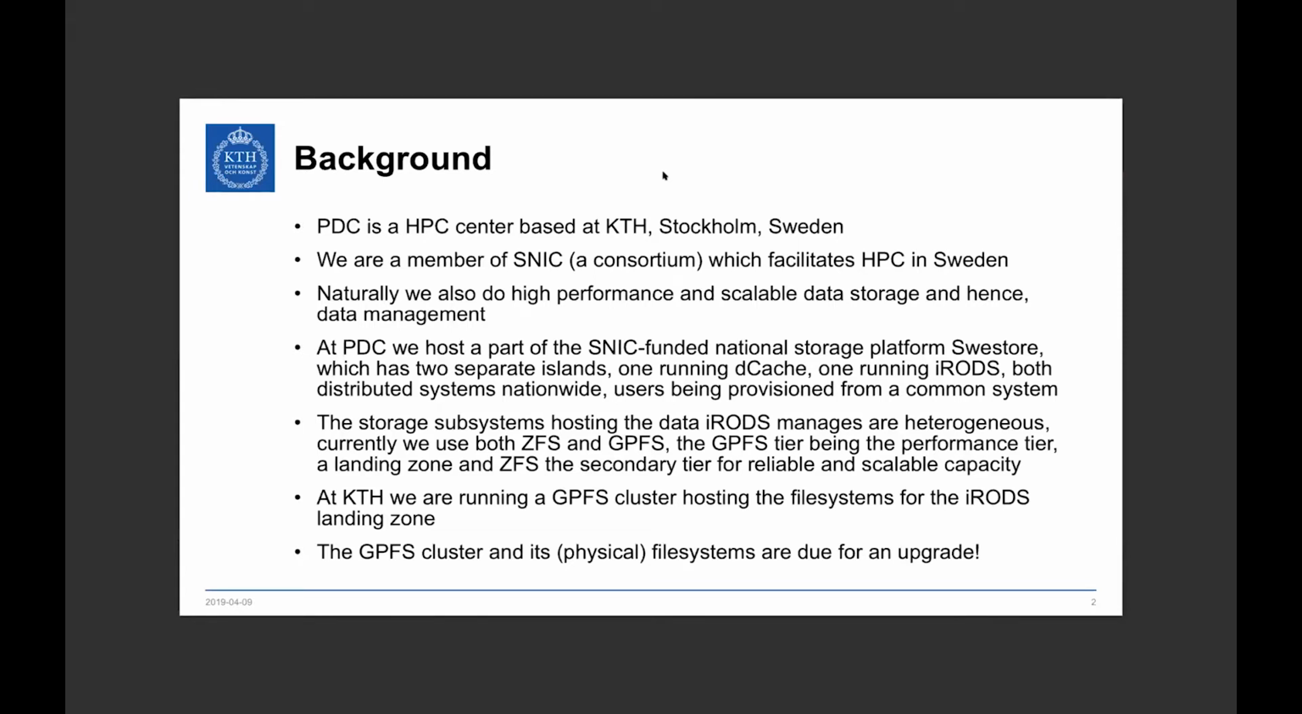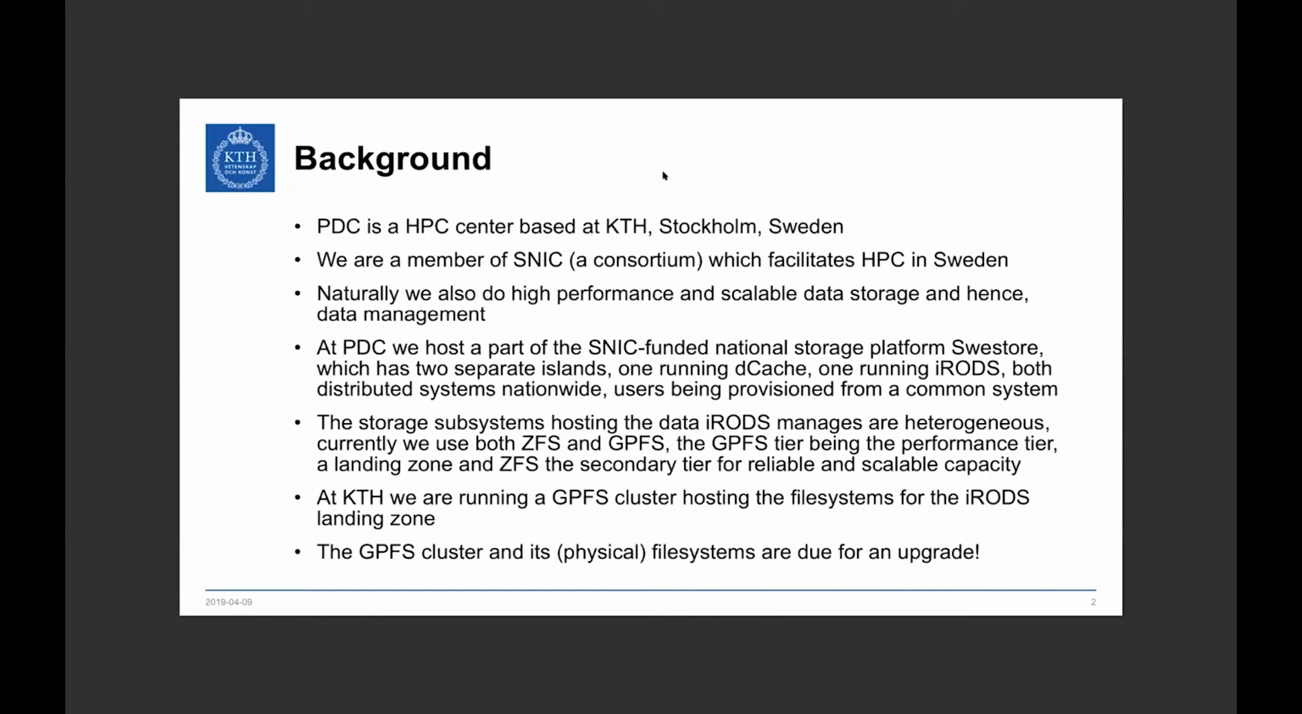And of course, iRODS enables us to use various different kinds of heterogeneous underlying storage systems. Currently we are using both ZFS and Gpfs. In practice, we are running our performance tier, or a landing zone, on top of Gpfs. Then our secondary tier is being managed by a set of separate ZFS file systems and hosts storage arrays.